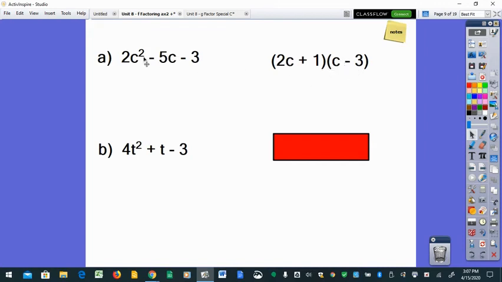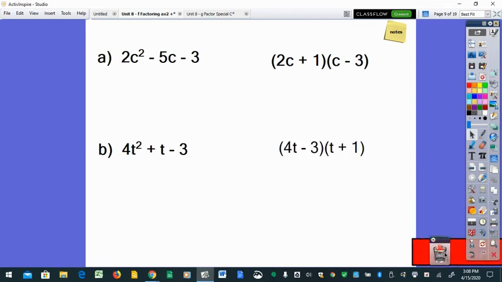2c times c is 2c squared. 2c times a negative 3 is a negative 6c. And the inside we've got a positive 1c. Negative 6 plus 1 is negative 5c. And a positive 1 times a negative 3 is a negative 3, and we are happy. Now down here, the question was, is it going to be 2t and 2t or 4t and 1t out in front? Let's see how we did here. It is the 4t and the 1t.